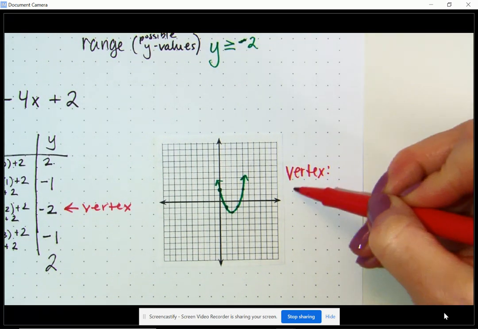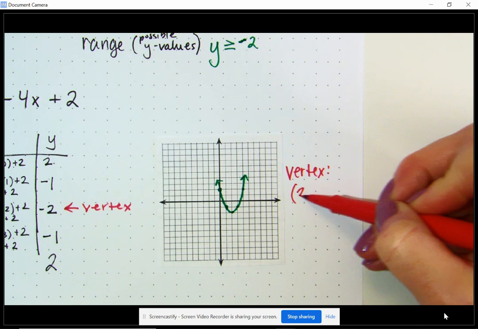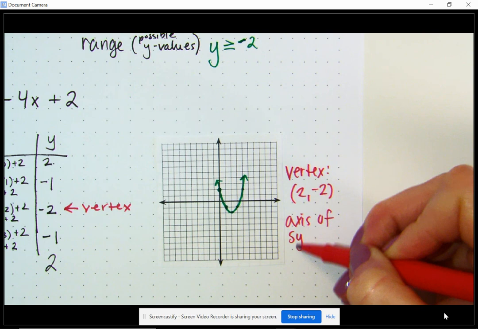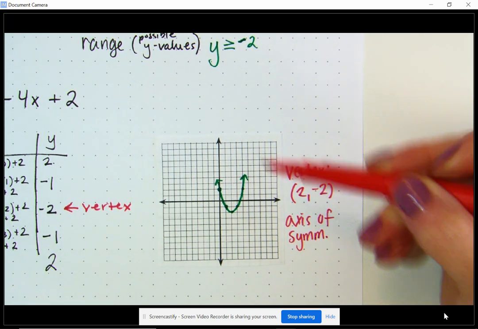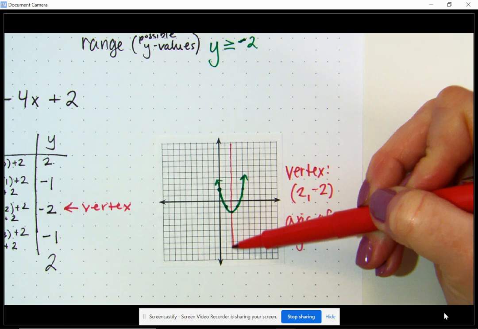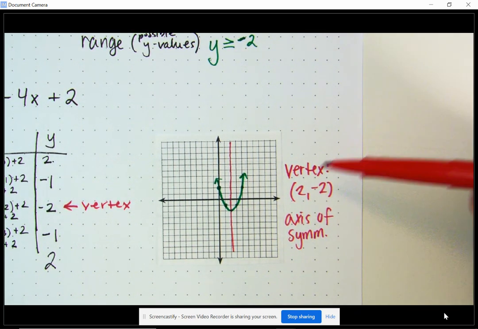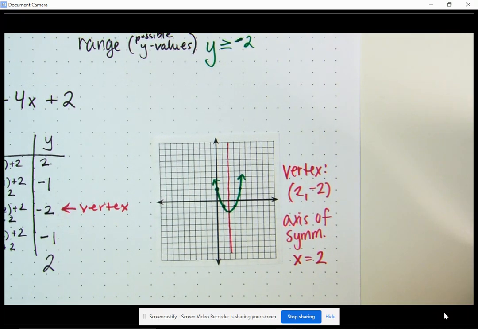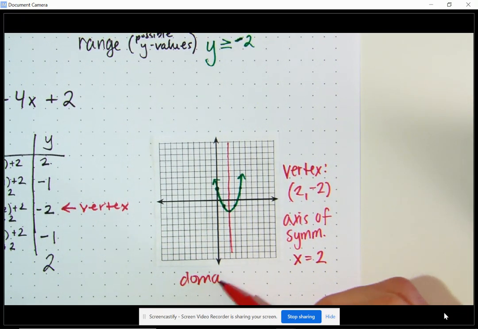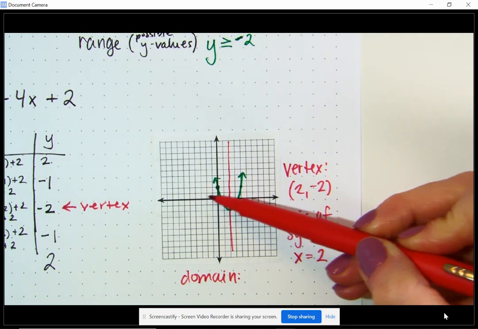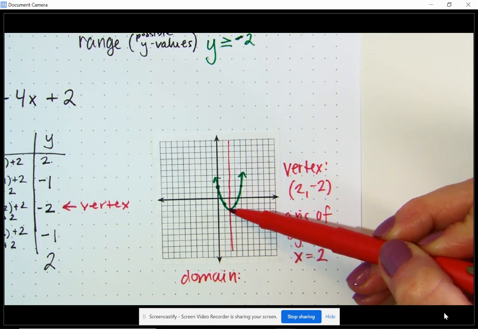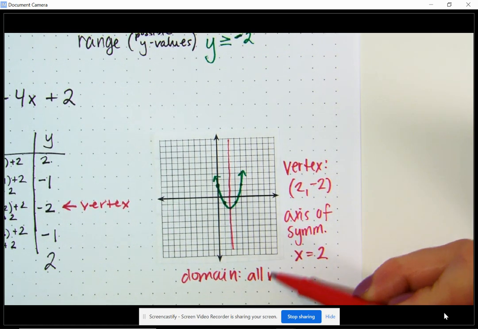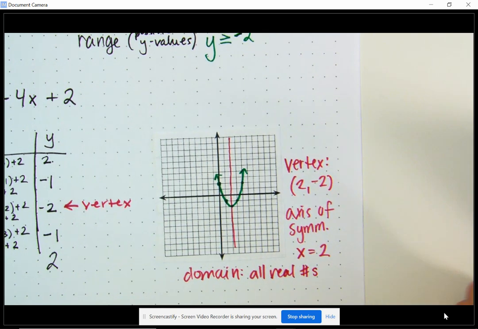Okay, so the vertex is (2, -2). Axis of symmetry is this line right here, right? It's what cuts my parabola in half, and it's actually the x-coordinate. My domain are all of the possible x values. So I don't have any x values not included. So I'm going to say all real numbers.